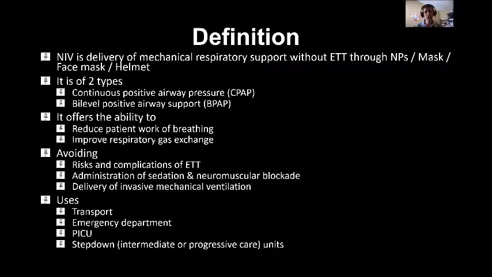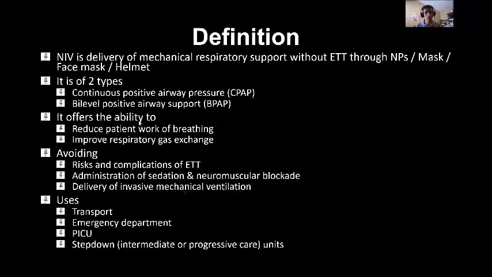What it does, it decreases work of breathing. How? It stents the upper airway, it provides oxygen, and it inflates the alveoli to improve oxygenation. But also, it improves respiratory gas exchange, which means the CO2. And by giving CPAP, you are avoiding the complications of having the ETT on board. Because you don't have an ETT, you will not need sedation, and you will not need neuromuscular paralysis. And of course, you are avoiding invasive mechanical ventilation. When to use it?